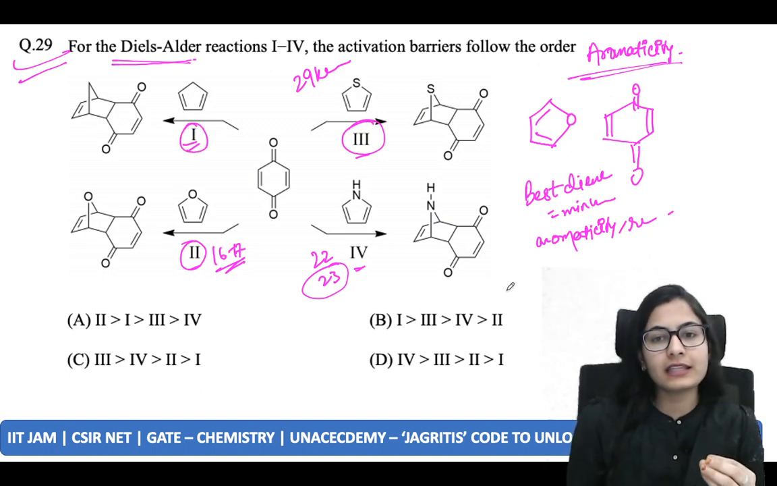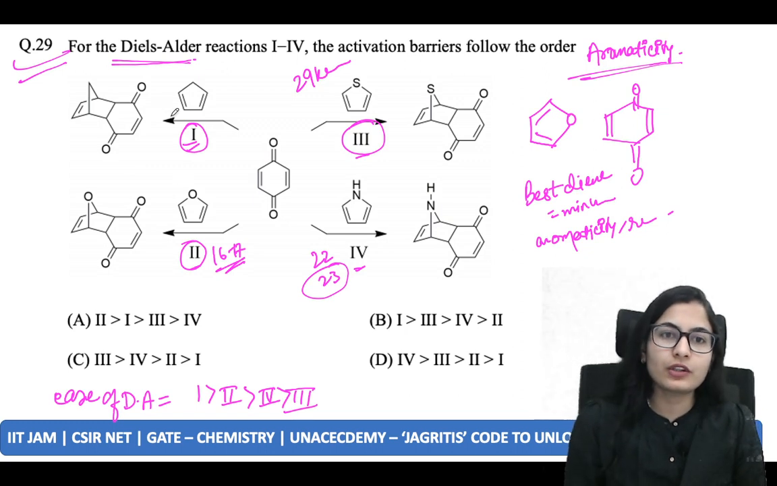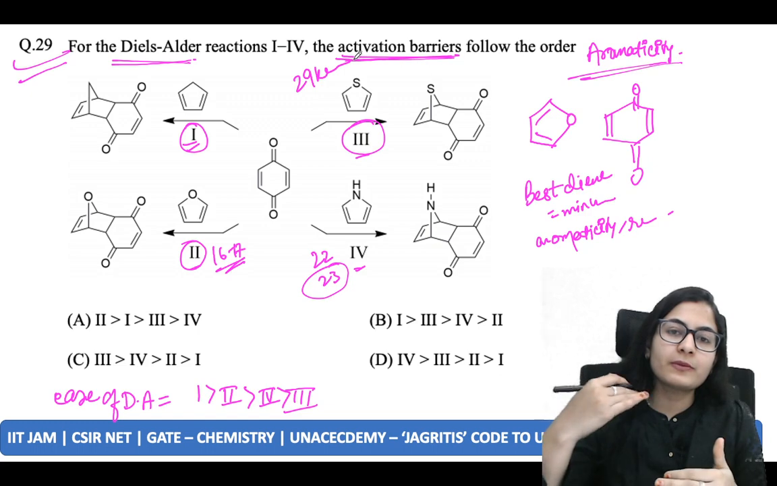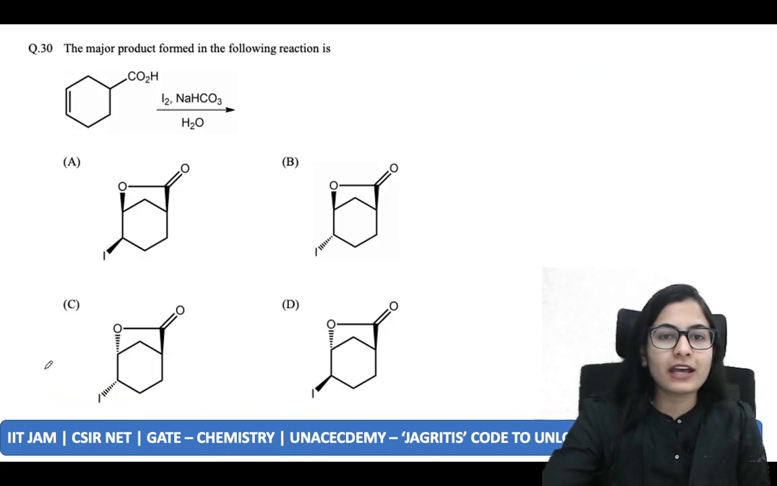So if I say the ease of Diels Alder reaction, it would be best for 1, and then 2, and then 4, and then it is going to be 3. Now the question is asking you the activation energy barrier. So the activation energy barrier would be just the opposite. So you are having 3, 4, 2 and 1 like this. C is your correct answer over here. Okay, so the question is based on aromaticity guys.